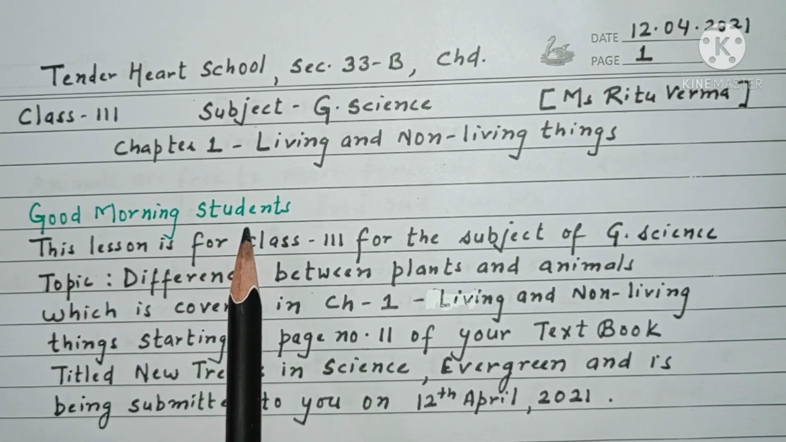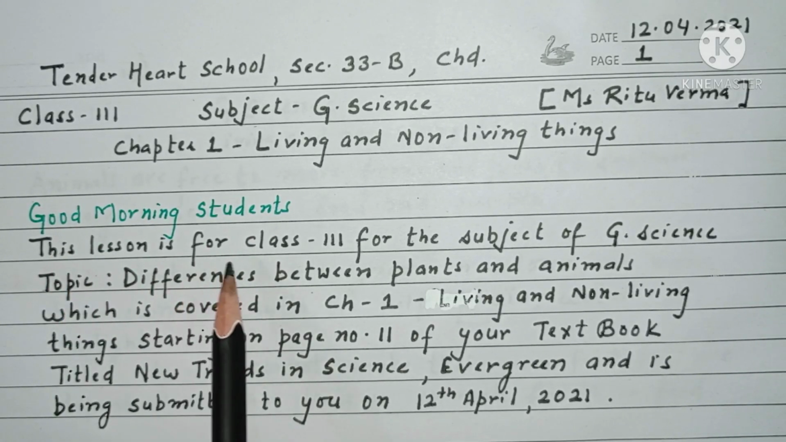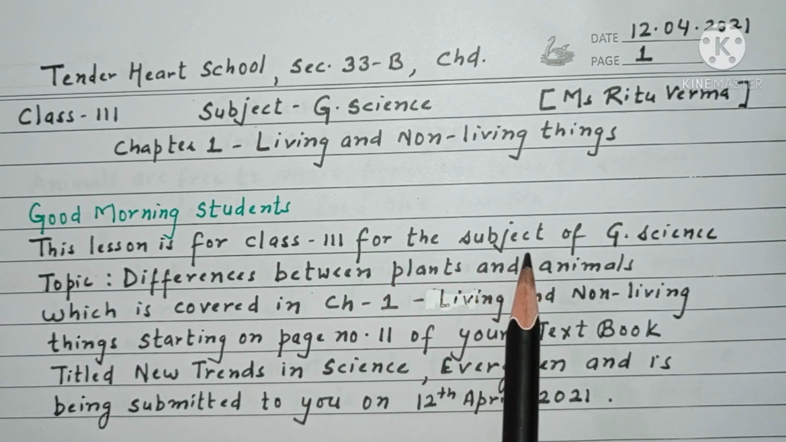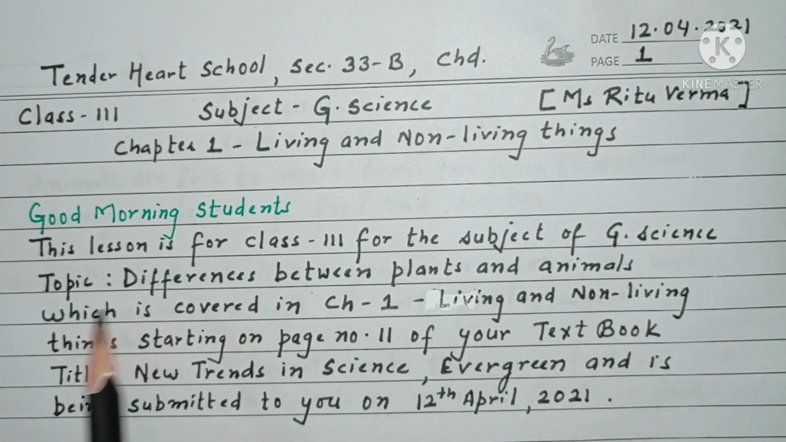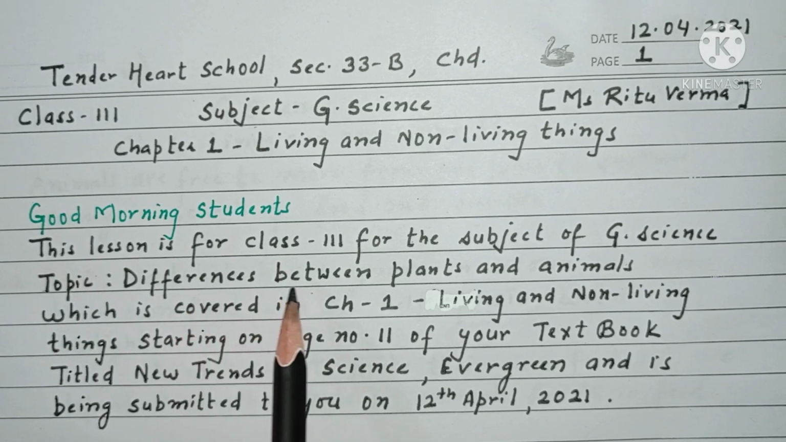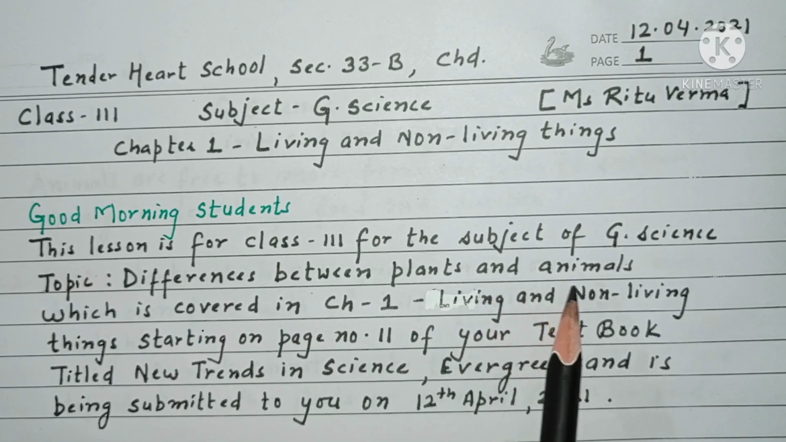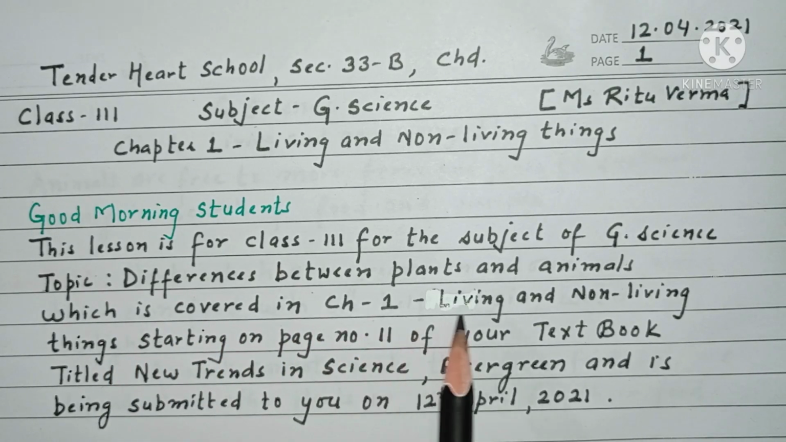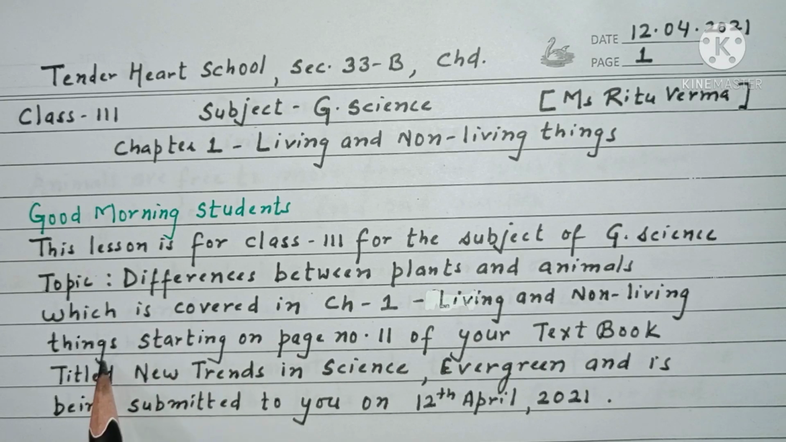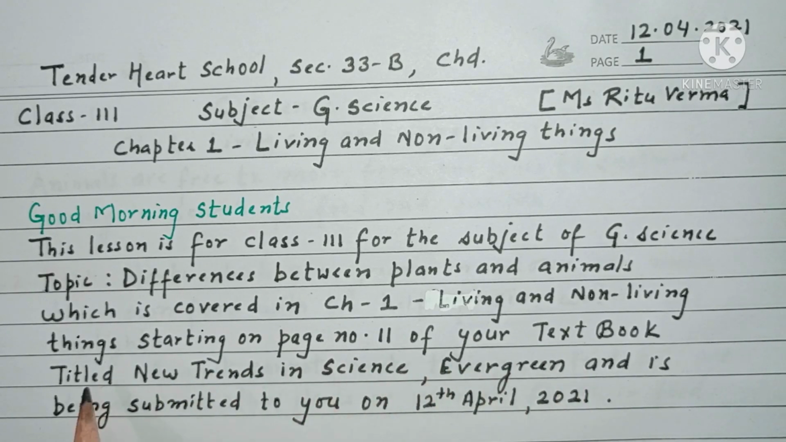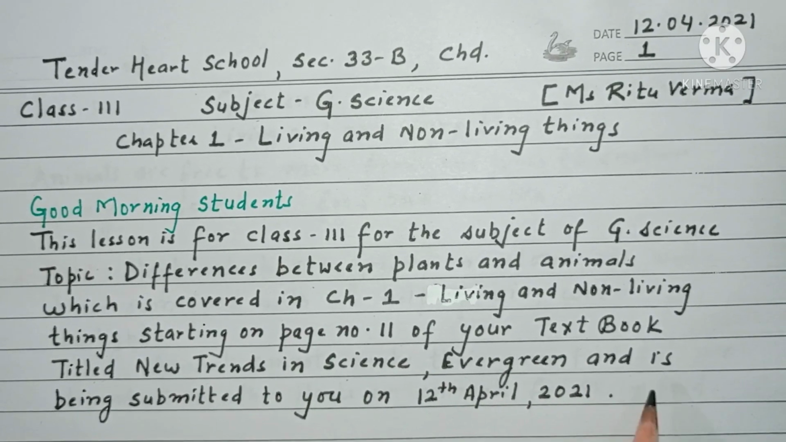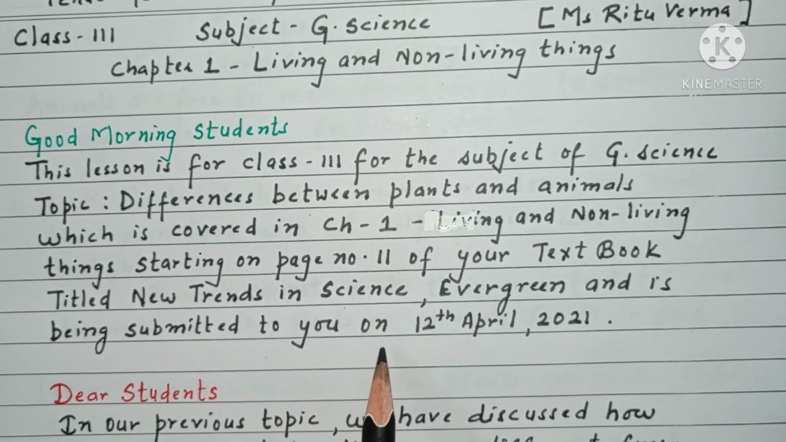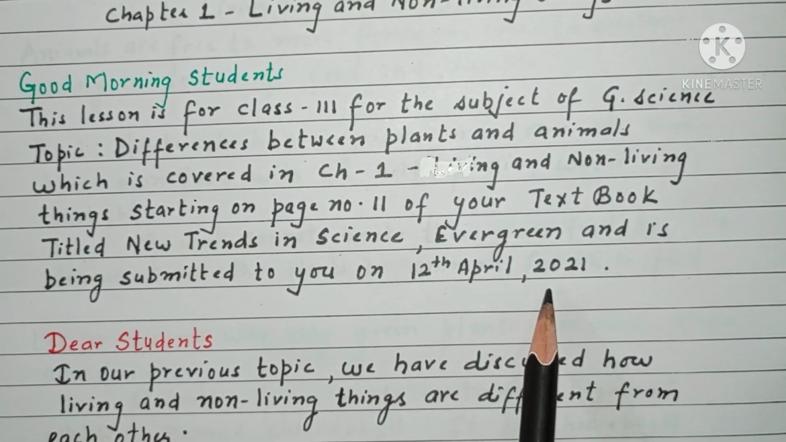Good morning, students. This lesson is for class 3 for the subject of General Science. Topic: Differences between plants and animals, which is covered in chapter 1, Living and Non-Living Things, starting on page number 11 of your textbook, titled New Trends in Science, Evergreen, and is being submitted to you on 12th of April 2021.